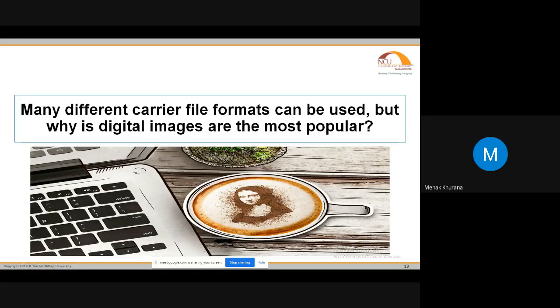It's not that we are not hiding inside the text or in the audio or in the video, but the common, famous, and popular method that we normally use is for images. Can anybody answer?